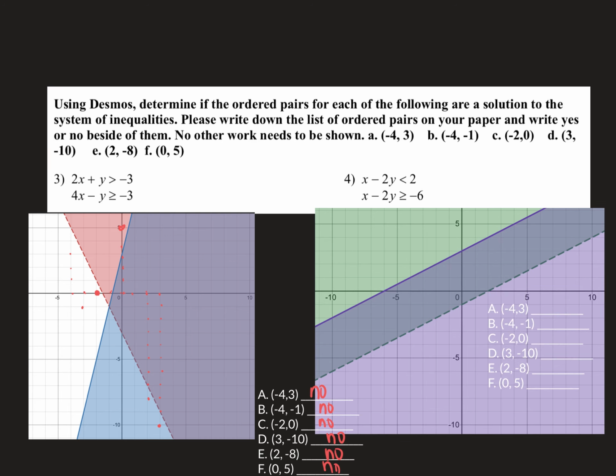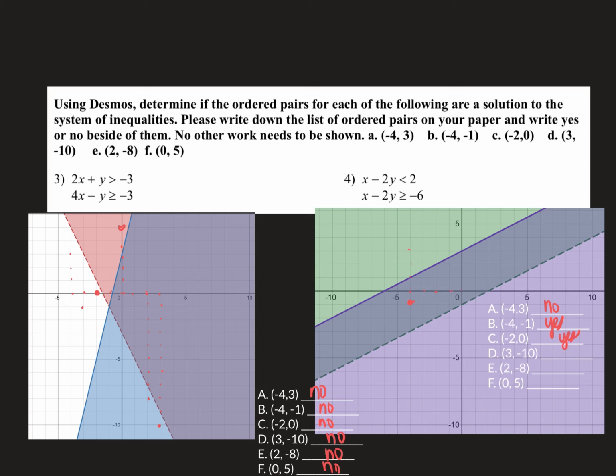I'll move this down. Okay, so to be a solution, my original shading was purple and green, and so the solution is in this region, whatever color that would be called, where the purple and the green mix. So I'm looking for negative 4, positive 3. So that's a no. Negative 4, negative 1. That's a yes, because it's here. Negative 2, 0. That's a yes.